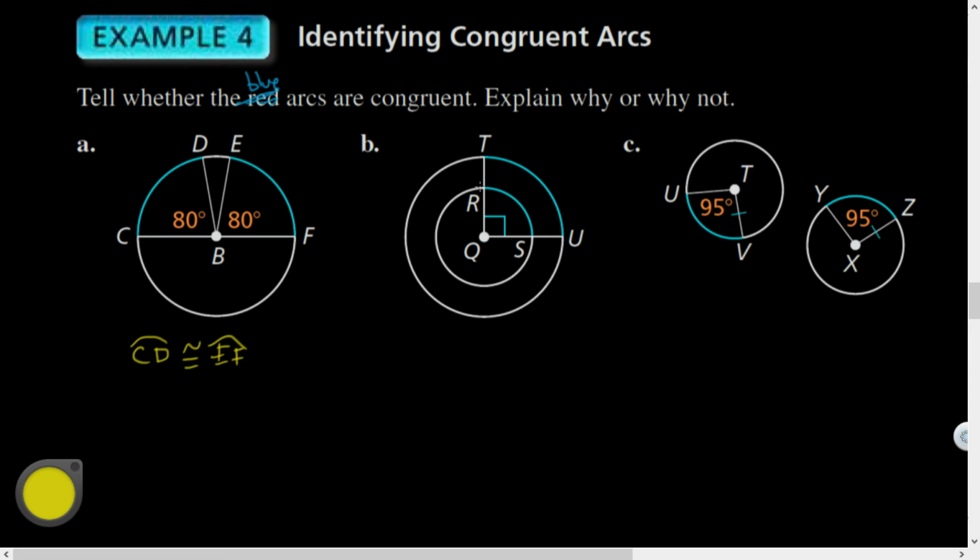How about B? Arc RS and TU? No. They both have a 90-degree measure, but they are not on the same circle. And these two, UV, is going to be congruent to arc YZ, because even though they're on different circles, they're congruent circles because notice their radii are the same and they have the same measure. Why not B?